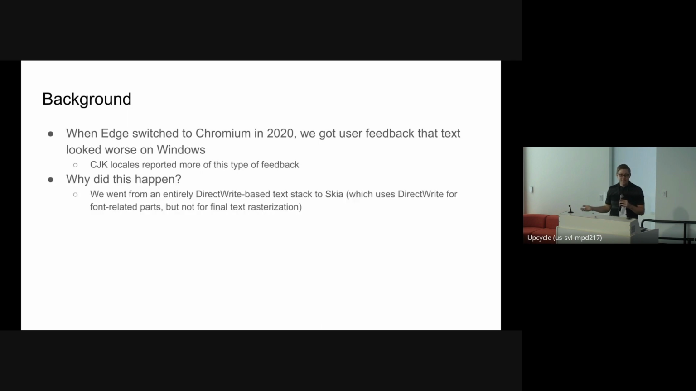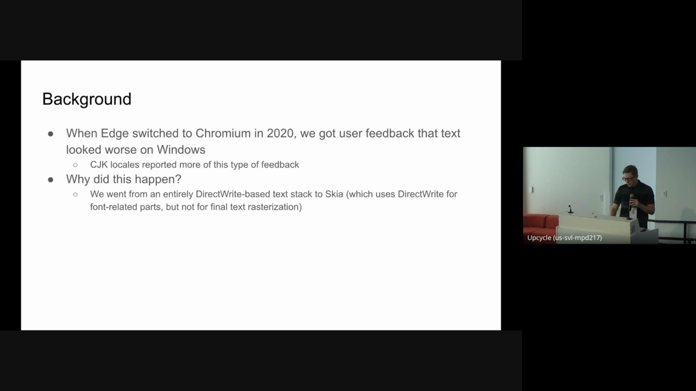And so why did this happen? The short answer is we went from millions of lines of code in one code base to millions of lines of code in another code base. There are obviously going to be differences there, but the real answer is that the old Edge used DirectX, in particular DirectWrite, for basically everything involving text. And Chromium uses Skia, which is kind of a hybrid. It does use DirectWrite for some things, but not as many things.